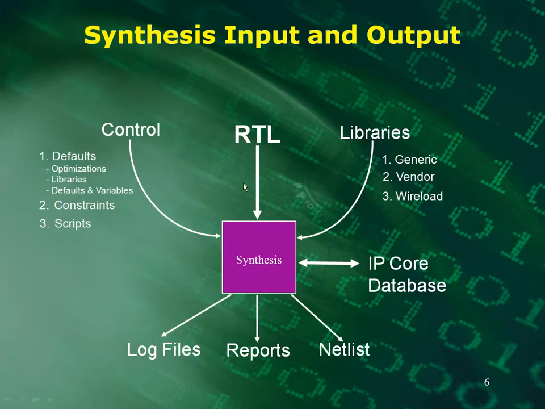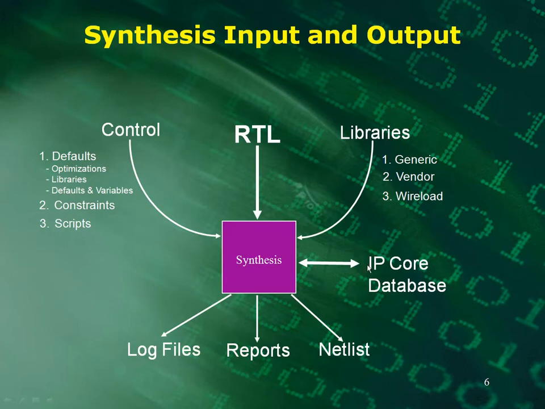So in this RTL synthesis, you're going to have inputs and outputs. You're going to have default things like optimizations and libraries and different input variables that you can send into it for compiling, constraints, maybe scripts, so a bunch of control information that can go into synthesis, along with your RTL code, along with your libraries such as vendor specific or generic. They might include things such as wire loads in them.